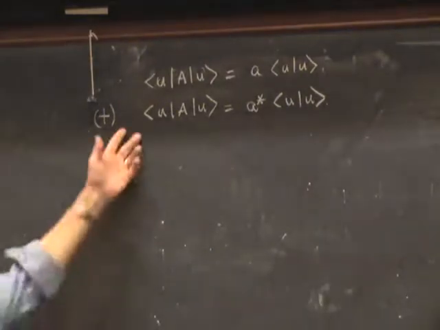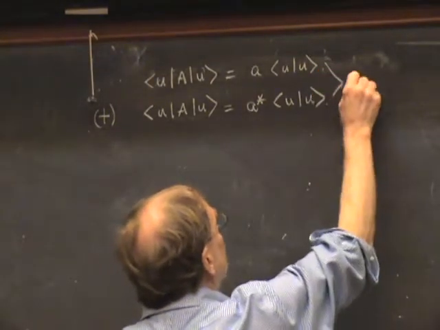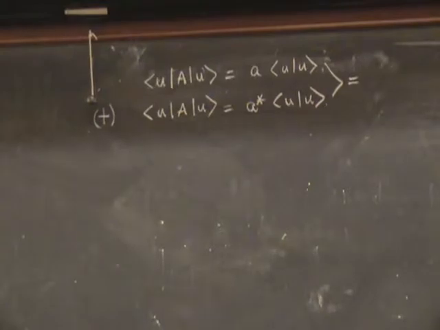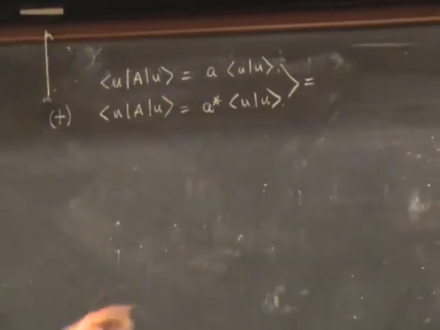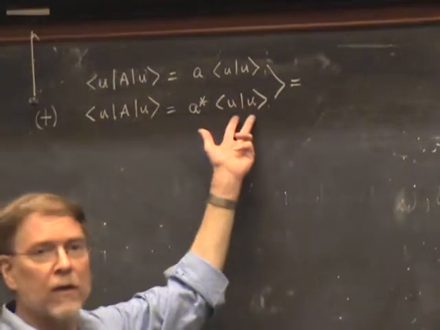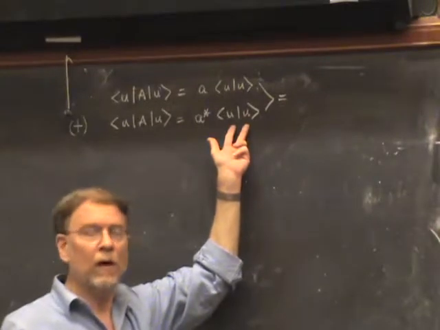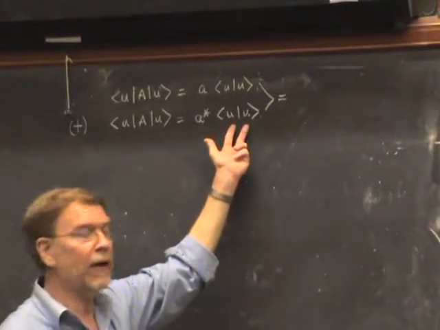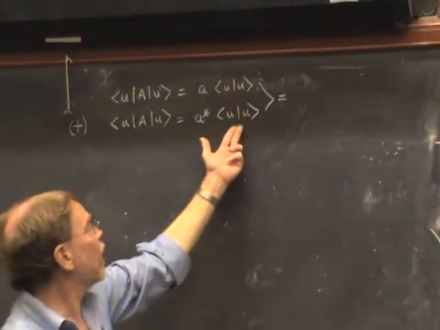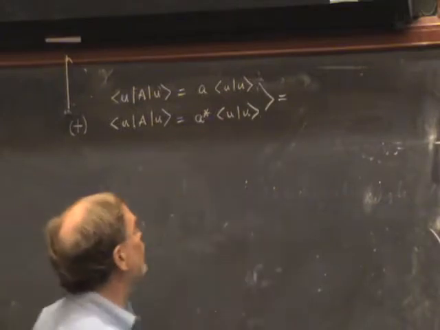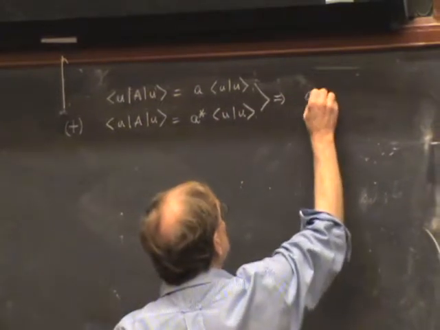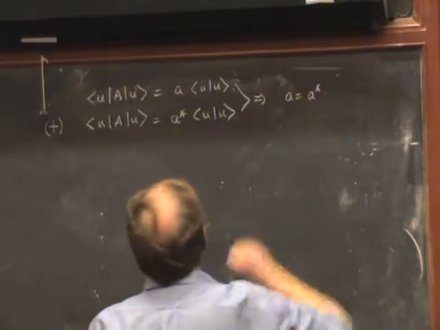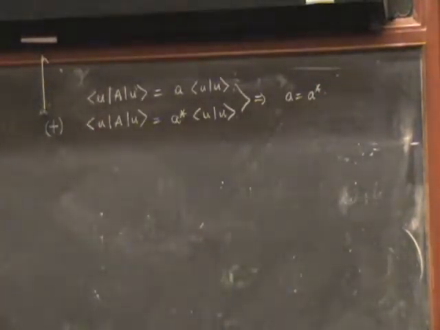And so the left-hand sides are equal, so the right-hand sides are equal too. And we're assuming that the eigenket is not zero, because that's what we mean by eigenkets. So this scalar product <u|u> is non-zero, so this implies that a is equal to a star. You've probably seen this proof before. It's a very, very simple proof.